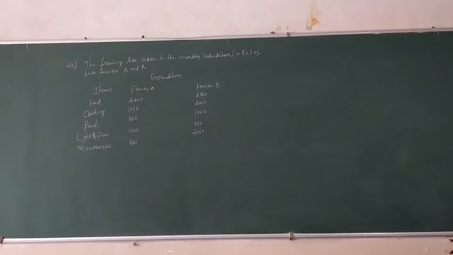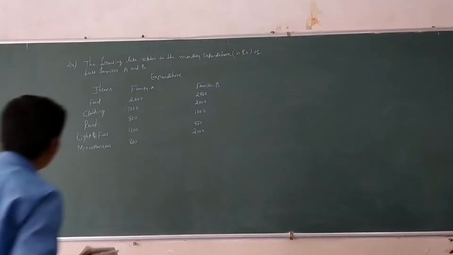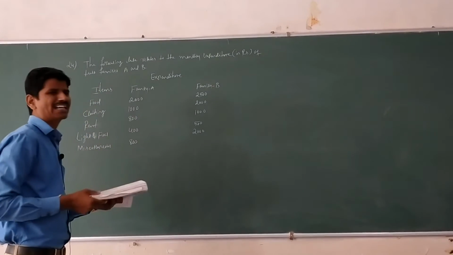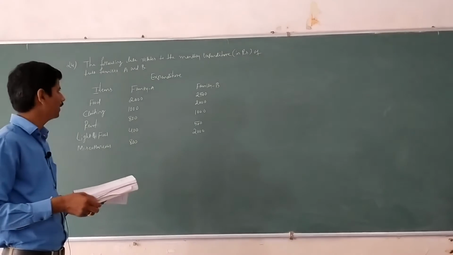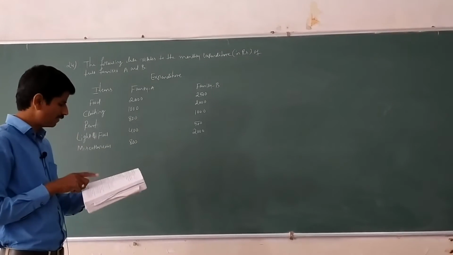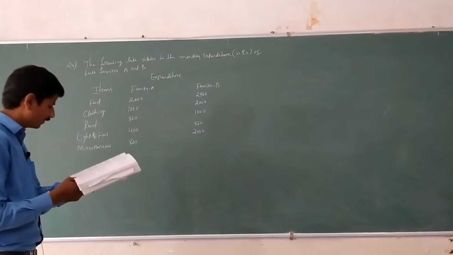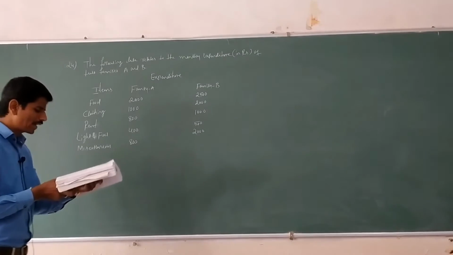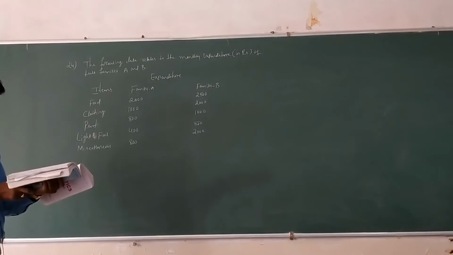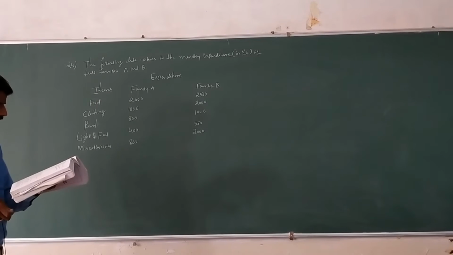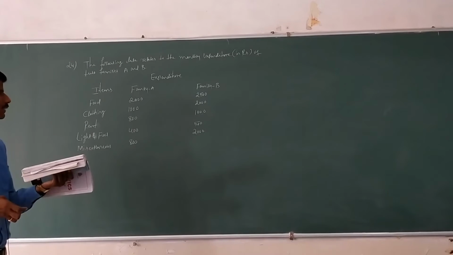In the 24th problem, they are given the following data relating to the monthly expenditure, in rupees, of two families, family A and family B. Represent the data by a rectangular diagram on a percentage basis.